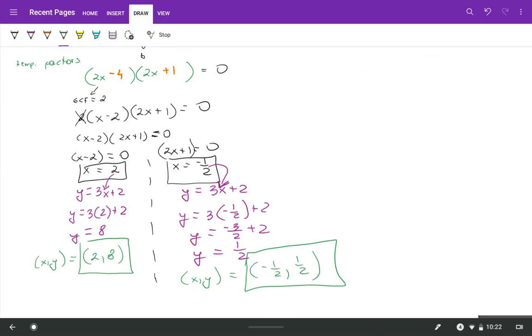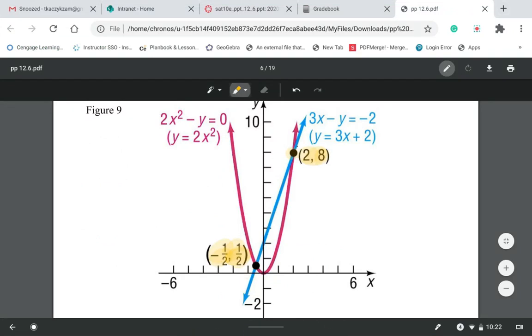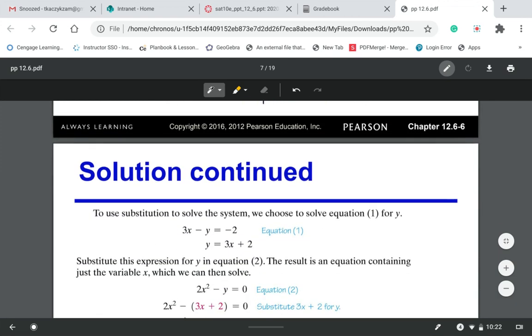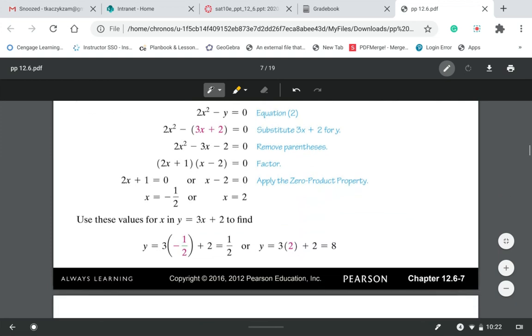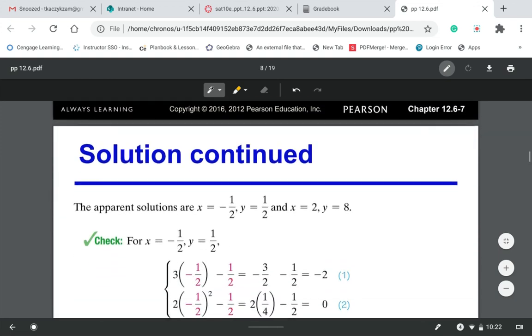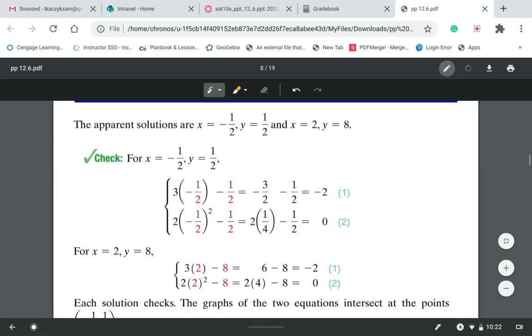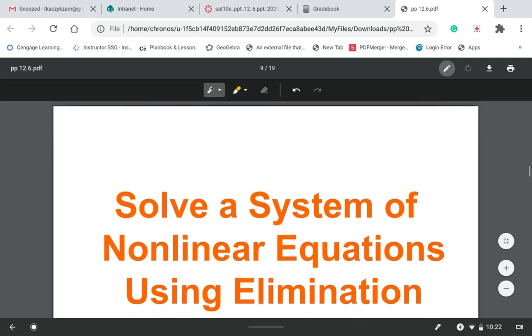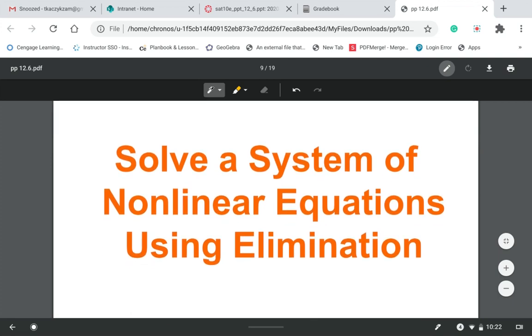Okay, let's continue. So that was example 1. We're using the same technique which we learned to solve systems of equations. You can always check your work. The PowerPoint which you have shows you how you can check your work if you're not sure you solved it correctly. Now I'm going to move on to the next example: solve a system of nonlinear equations using the elimination method.